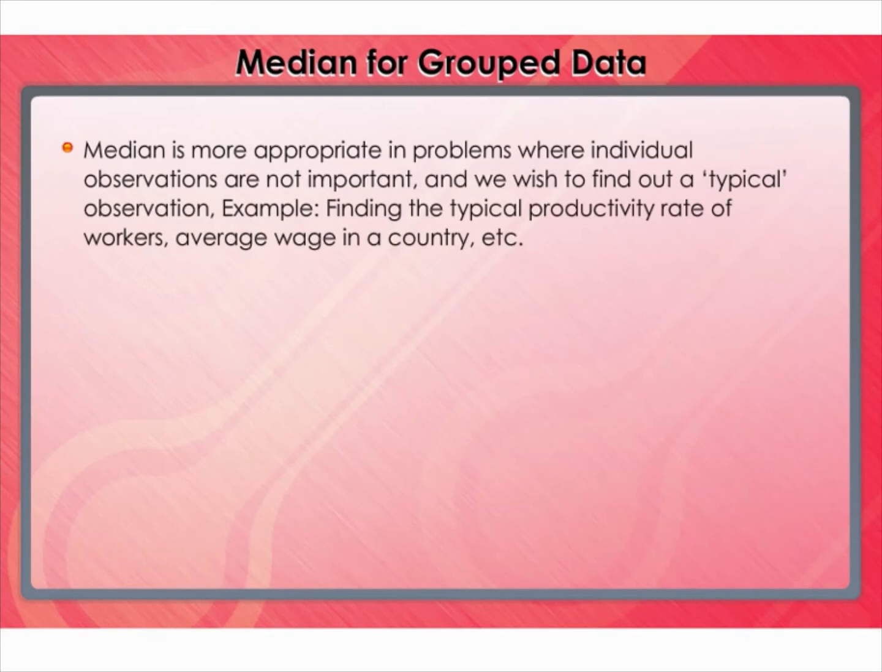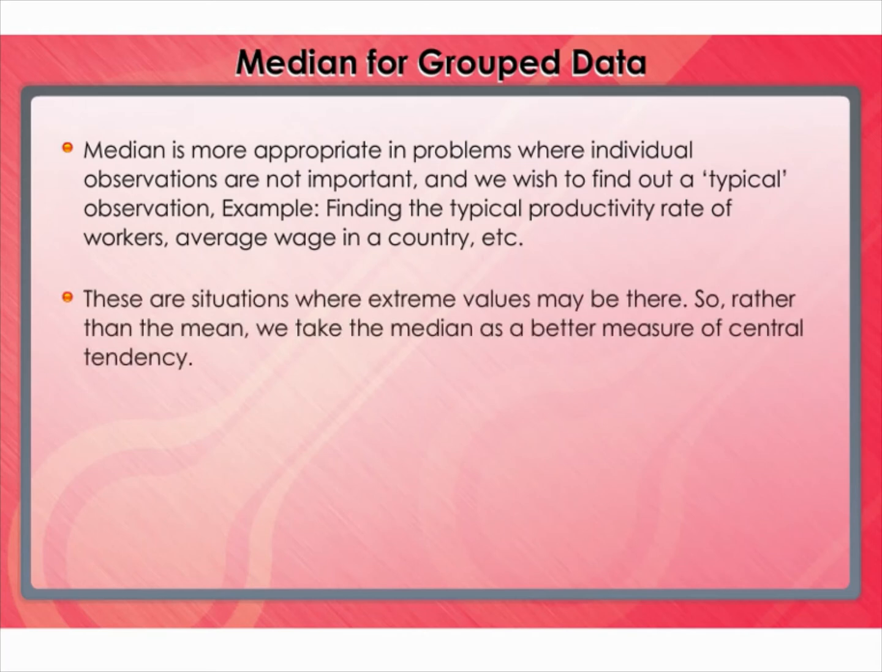In problems where individual observations are not important and we wish to find out a typical observation, the median is more appropriate. Example, finding the typical productivity rate of workers, average wage in a country, etc. These are situations where extreme values may be there. So rather than the mean, we take the median as a better measure of central tendency.